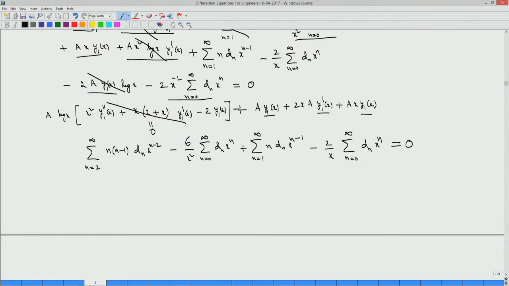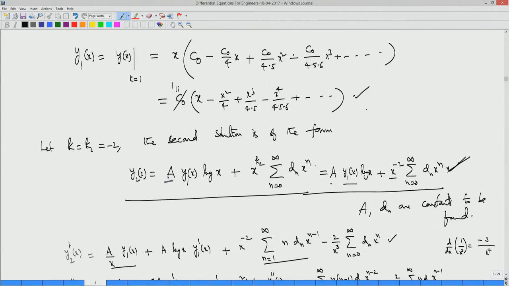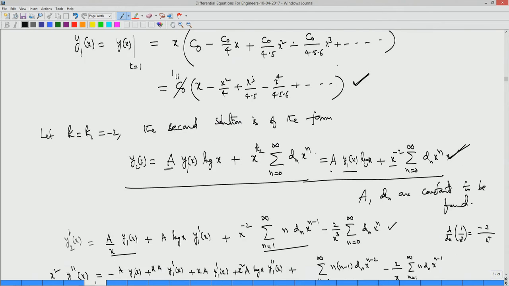So what is your y1? For that you need y1. So what is the y1 you got? That is x into, so this is what is your y1. So y1 is x minus x power x square by 4.